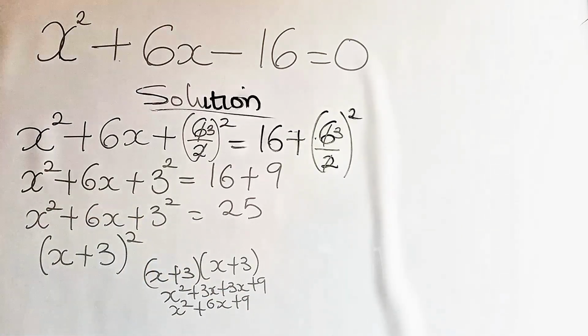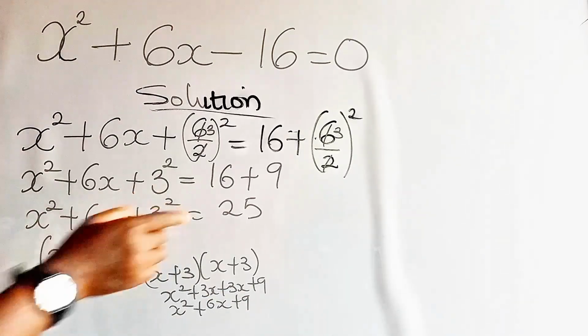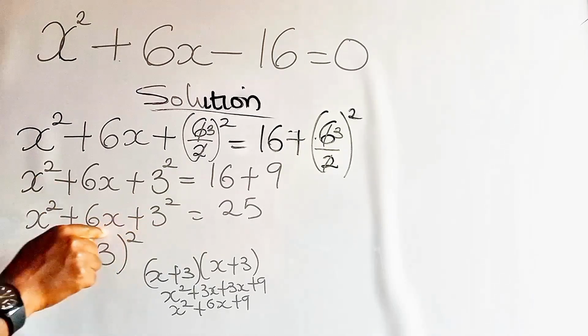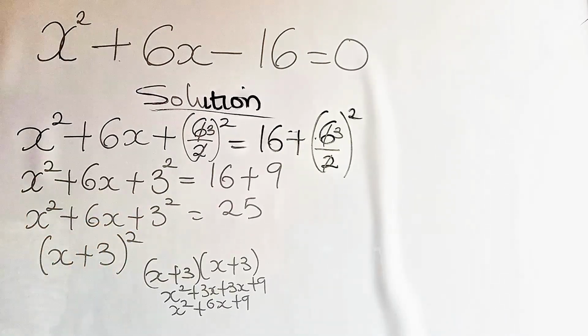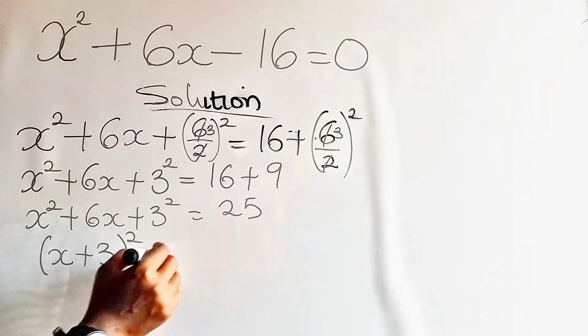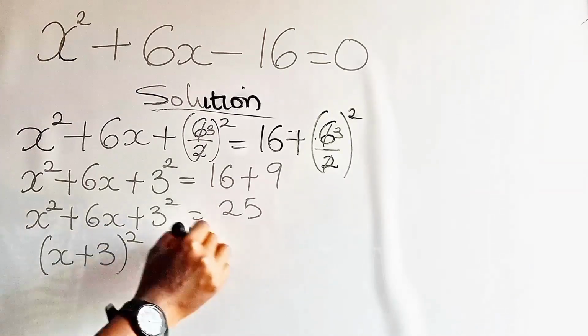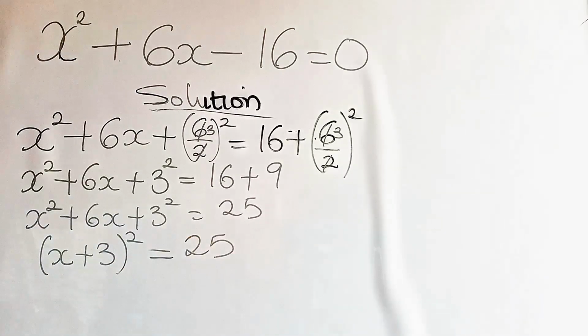So this is very easy to do. Instead of you starting to look for two numbers that will add up and multiply, you simply follow this step and it's very easy to factorize. Now we have x plus 3 all squared equals 25.